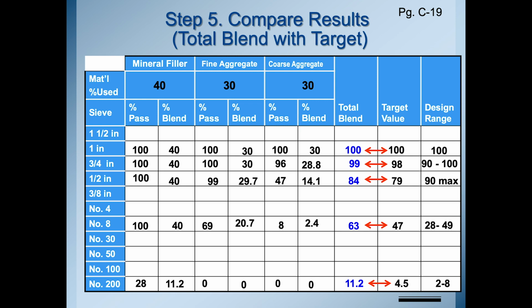If you look at those upper 3 sieves, we had 100% target value for the 1-inch, and we met that requirement dead on at 100%. If you take the 3/4 inch sieve, our target was 98, we got 99. But then you look at the half-inch sieve, you'll see that our target was 79 and we got an 84. So we're a good ways off on that one. Same thing on the number 8, our target was 47 and we're at 63. And even on the 200 sieve, we're off with a target of 4.5 and we're at 11.2.